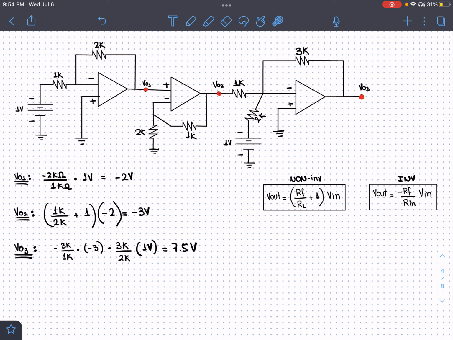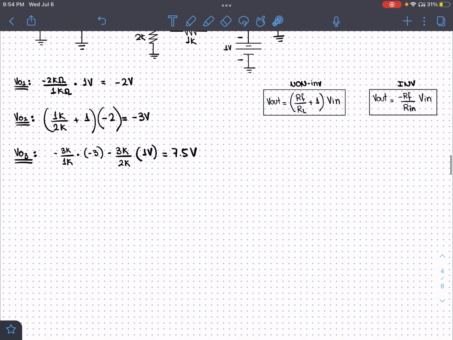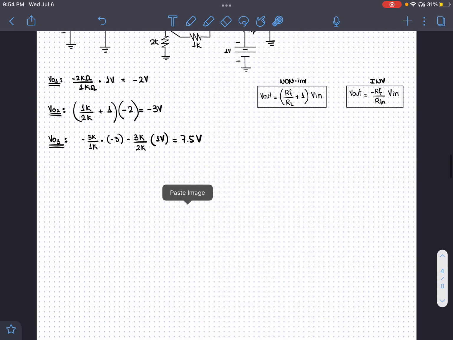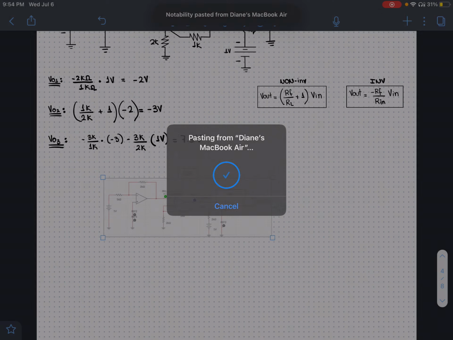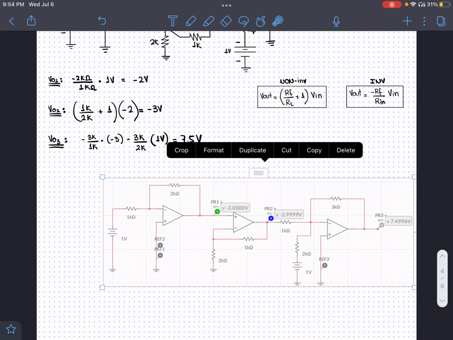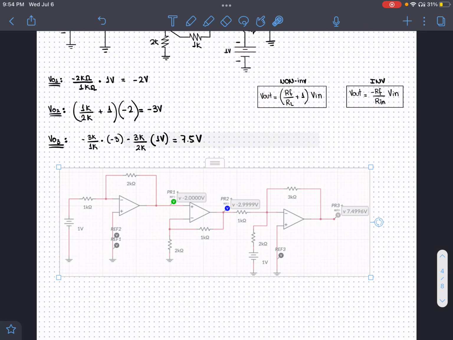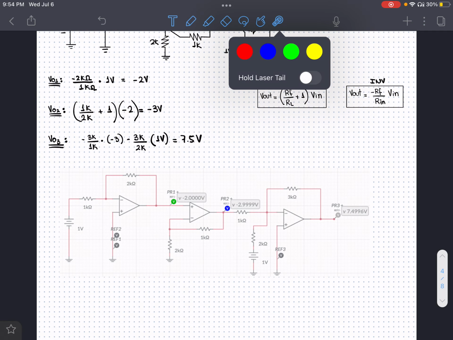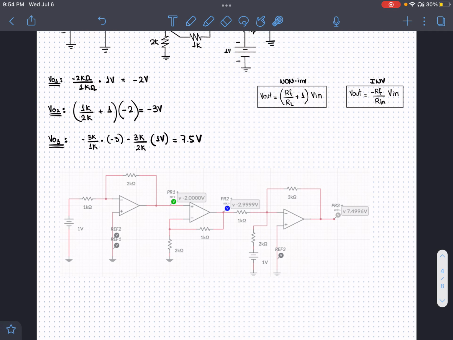We can see that all of this is correct in this simulation done on Multisim, where we get exactly the same values. We get minus 2 volts for the first output, minus 3 volts for the second, and 7.5 volts for the third.